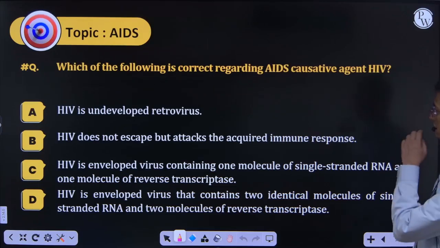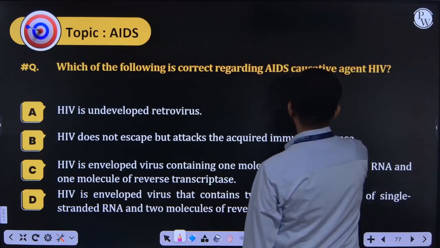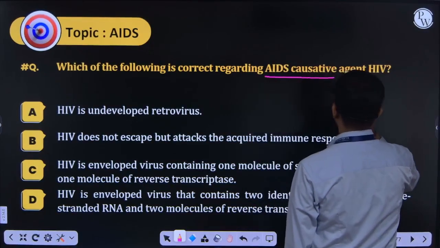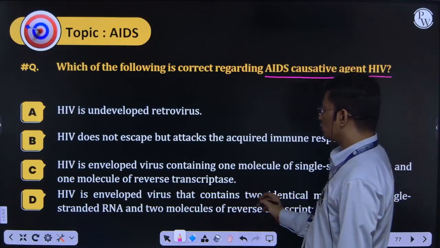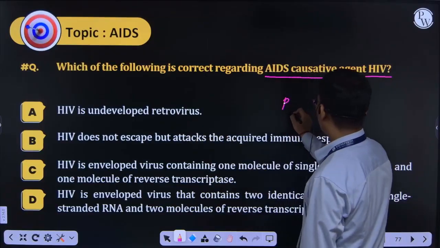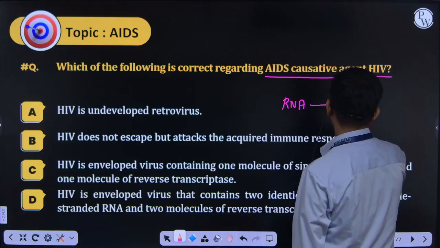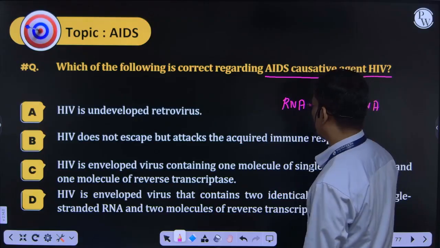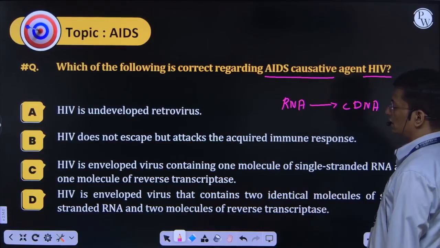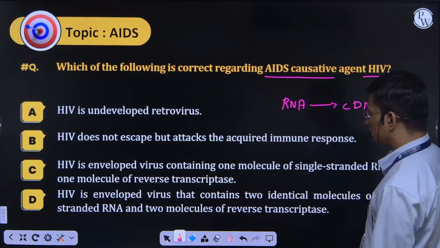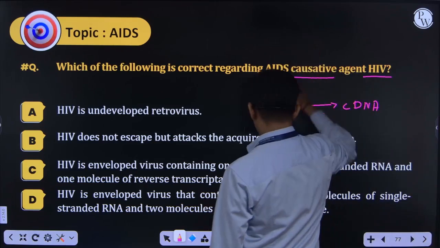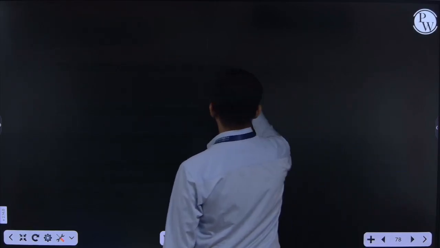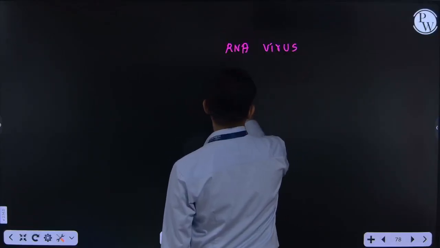Which of the following is correct regarding the AIDS causative agent? The AIDS causative agent is HIV, human immunodeficiency virus, and it is a retrovirus. Retrovirus means its RNA can form complementary DNA. Complementary DNA is formed from RNA using reverse transcriptase. There are two molecules of reverse transcriptase enzyme and two molecules of single-stranded RNA. So this RNA virus is a retrovirus.